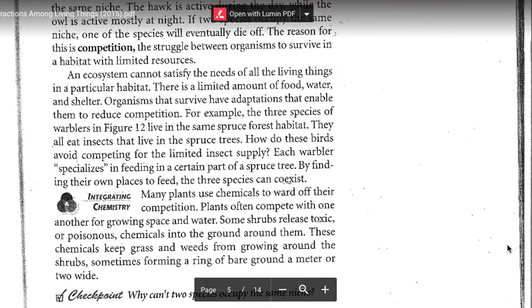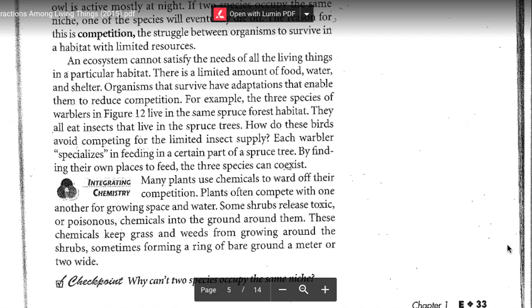An ecosystem cannot satisfy the needs of all the living things in a particular habitat. There is a limited amount of food, water, and shelter. Organisms that survive have adaptations that enable them to reduce competition. For example, the 3 species of warblers in Figure 12, we'll look at it in a second, live in the same spruce forest habitat. They all eat insects that live in the spruce trees. How do these birds avoid competing for the limited insect supply? Each warbler specializes in feeding in a certain part of the spruce tree. By finding their own places to feed, the 3 species can coexist.